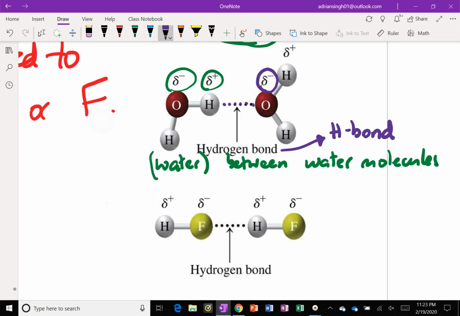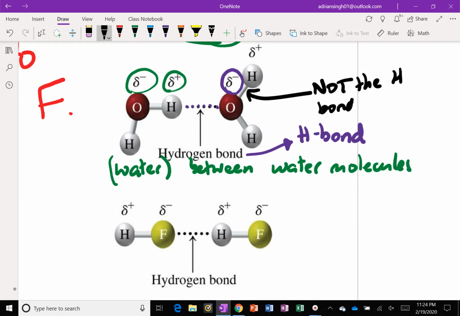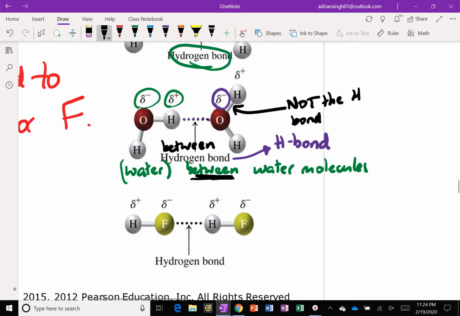Okay, a very common misconception that students have is if I gave you this and I told you to point to it, or point to the hydrogen bond, a lot of times students point to that. Okay, that is not the hydrogen bond. That is a regular covalent bond, right? The hydrogen bond happens between the water molecules themselves.